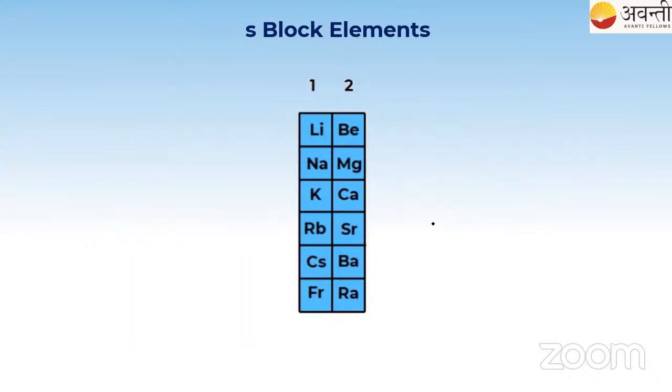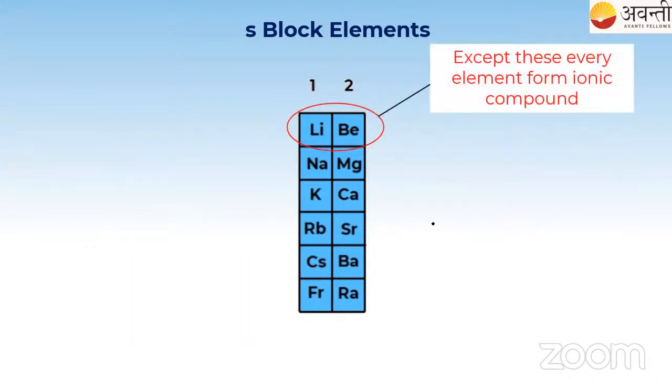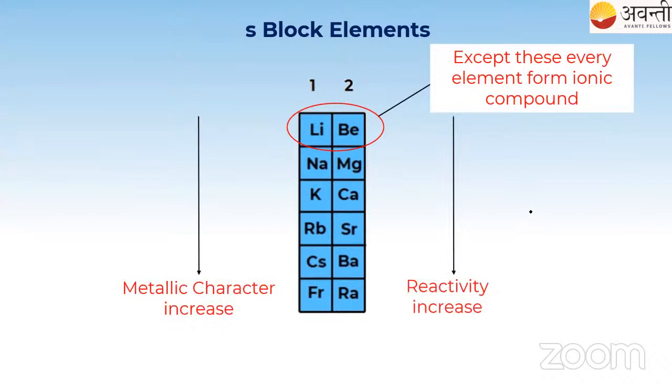The general electronic configuration is ns1 to ns2. Except these, every element forms ionic compounds. Lithium and beryllium, they form covalent compounds also, but except these two, others always form ionic compounds. Metallic character increases down the group, and reactivity increases because they lose electrons very freely. So they are never found in a pure state.